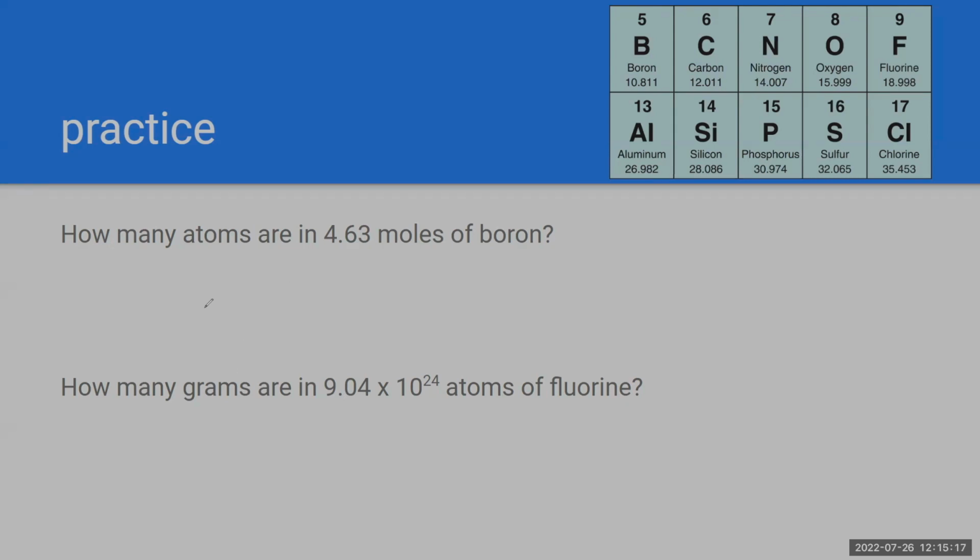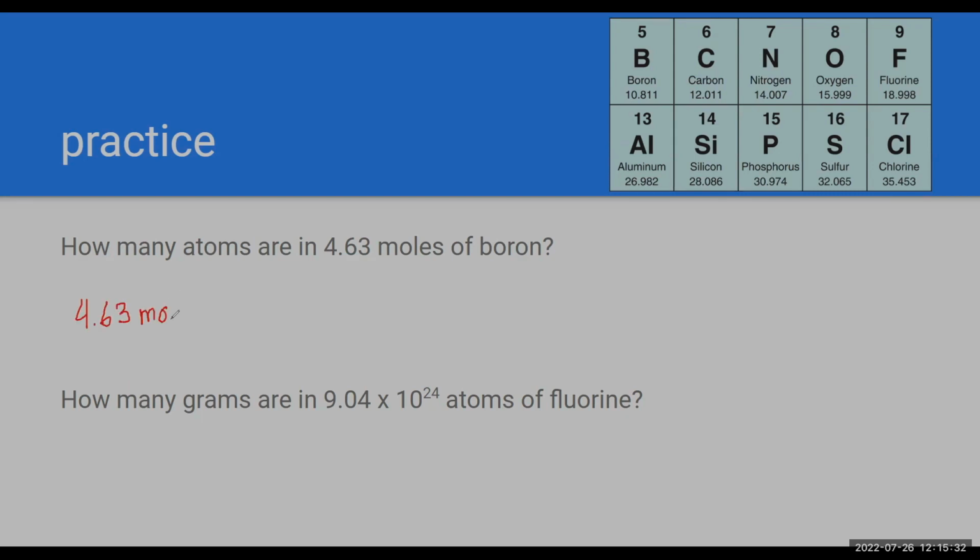All right, so I'm going to go over the first example now. We have how many atoms are in 4.63 moles of boron? So I'm going to start with our given. I'm going to put 4.63. And then what we want in our final answer is going to be our units in atoms. And I guess I should probably include the full units where I include boron.